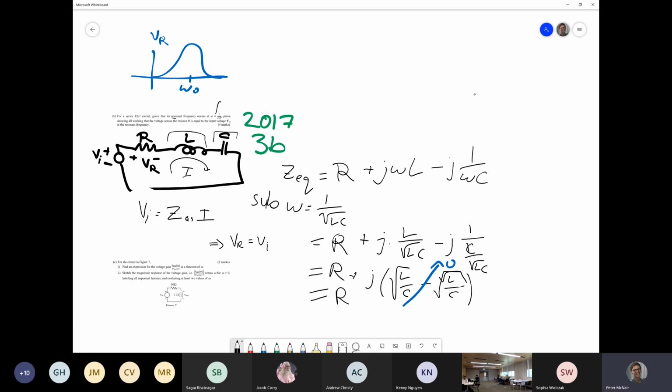So essentially what we're saying is that V in is equal to R times I. So VR is equal to the exact same thing. It's equal to V in. And that's all we need to prove. So they're not too complicated, right? It took us a little bit of reshuffling and this subbing in of omega equals 1 on root LC to prove this. The other way is true. If you got asked to prove this, you would just derive this expression and show that when omega equals 1 on root LC, the imaginary part of our impedance goes to 0. Any questions or queries about that?